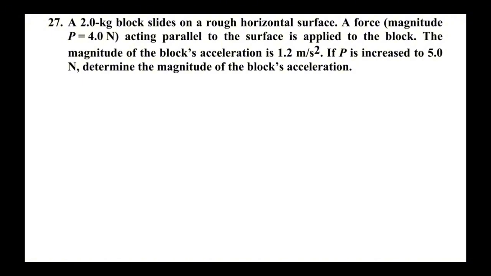Now here's the situation. We have a block here and a force, horizontal force P equal to 4 newtons, acceleration equal to 1.2 meter per second square. We would like to calculate the magnitude of the block acceleration if the force P is increased to 5 newtons rather than 4 newtons. Now let's solve it for 4 newtons.